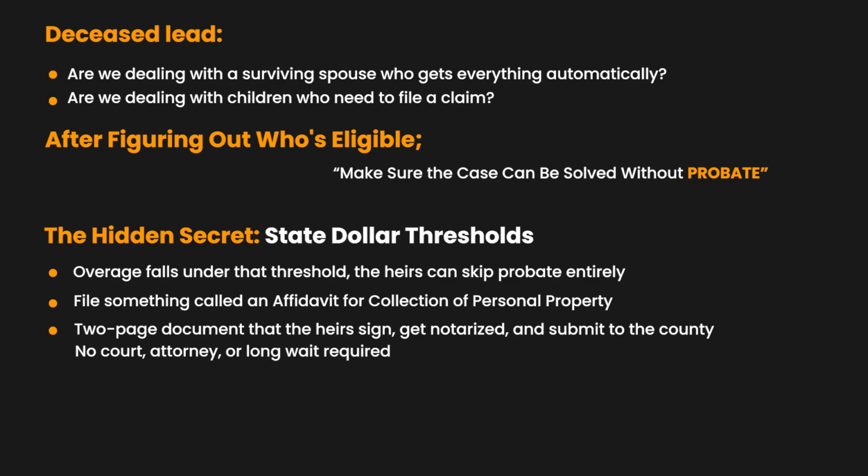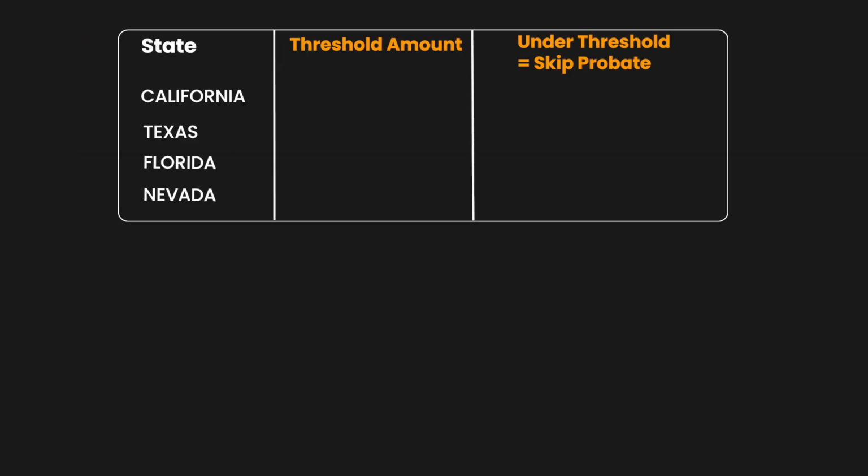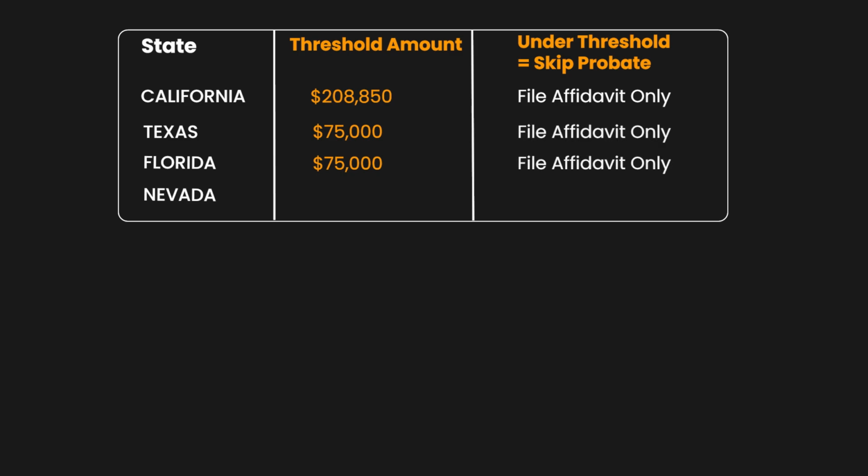Let me show you what those thresholds look like with some real numbers I've personally compiled. In California, the threshold is $208,850. Anything under that, with no will, the children file a simple affidavit and skip probate completely. Texas and Florida both sit at $75,000 with the same concept. In other states like Nevada, the threshold is $25,000. Just for transparency, these thresholds were researched at the time of recording this video. They may change as the counties see fit.